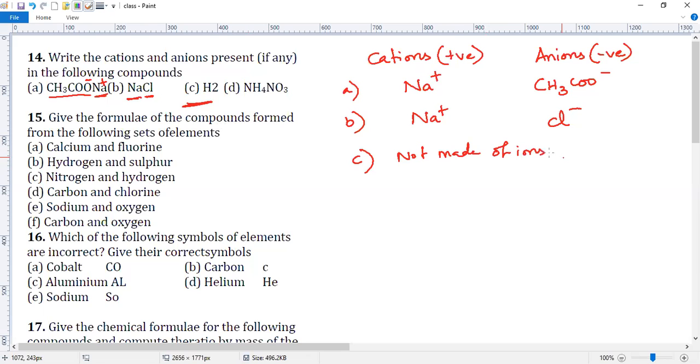H2 molecule. So what is that you can say? It is not made of ions, you can say, or the other way of putting it is made up of covalent bonds. You might have not come across this keyword, so you need not bother about that. You can just say that it is not made of ions. Okay. Now subdivision D, what is it? NH4 and NO3. Which is the positive part? You know, NH4 is positive. 1 plus and NO3 is negative, ma'am. 1 minus. Good.